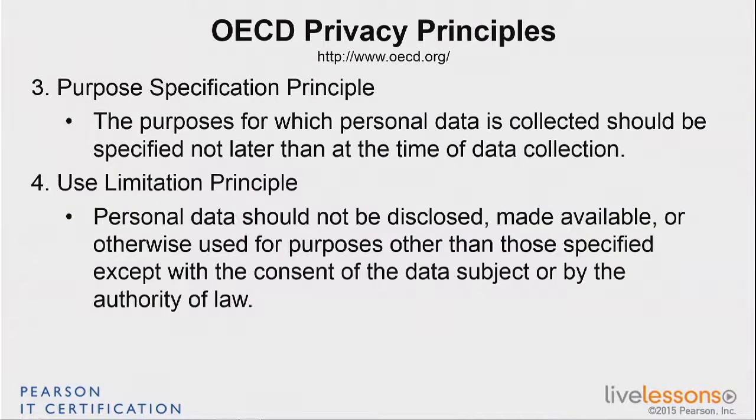The use limitation principle is that personal data should not be disclosed, made available, or otherwise used for any purposes other than those specified, except with the consent of the data subject or by the authority of law. So if you collect data, you should use that data specifically for the purpose that you collected it for. Now, the only exceptions to that is if the subject says, sure, you can share my data, you can do something else with that data, or by the authority of law, you are required to provide that information.